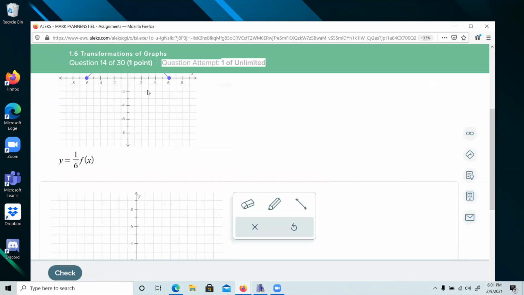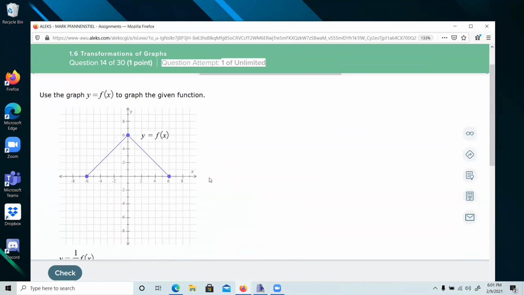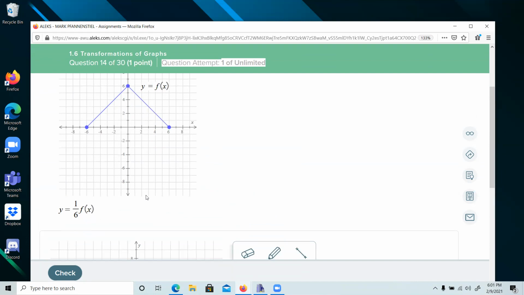Find some better ones here. Okay. Y is equal to 1/6 x. Okay. The 1/6, it's multiplying. So it's not a vertical shift. It's not a horizontal shift because we're multiplying. Okay, that's a different kind of shift.